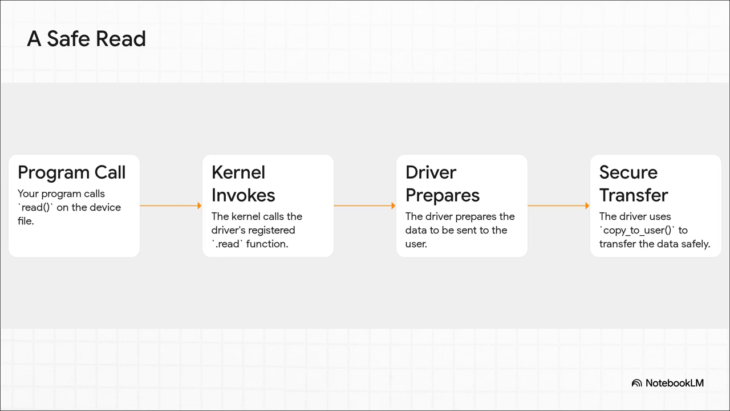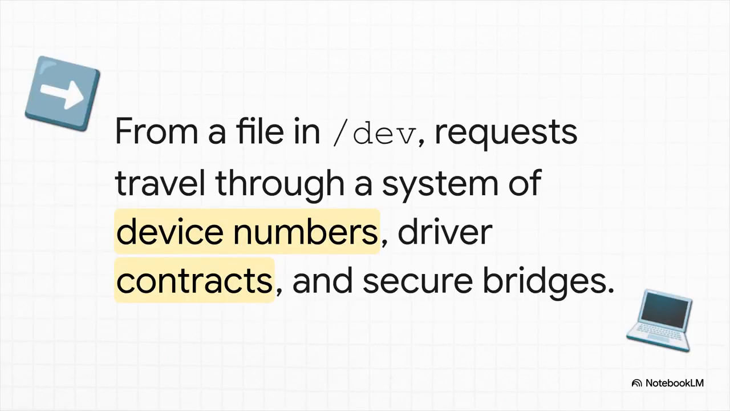So let's put it all together. Let's trace the journey. Your program calls read on /dev/scal0. The kernel sees the major and minor numbers and finds our scal driver. It then looks up the .read function in the driver's contract and calls it. Inside that function, our driver gets the data ready, and then it uses copy_to_user to safely pass that data across the bridge and back into your program's hands. And there you have it.